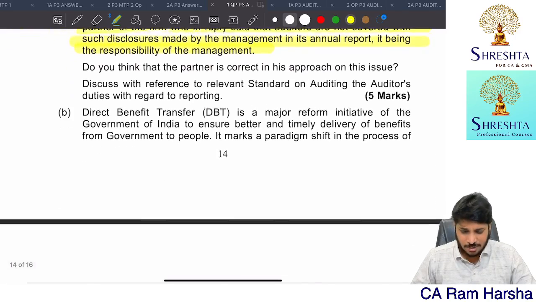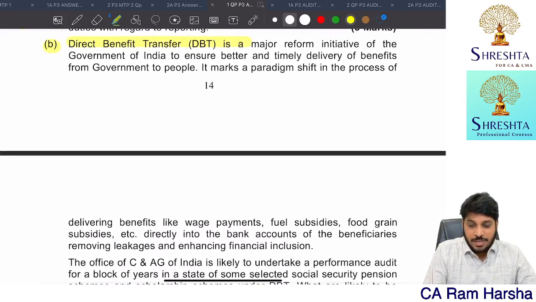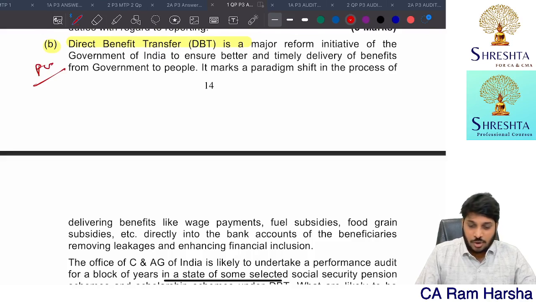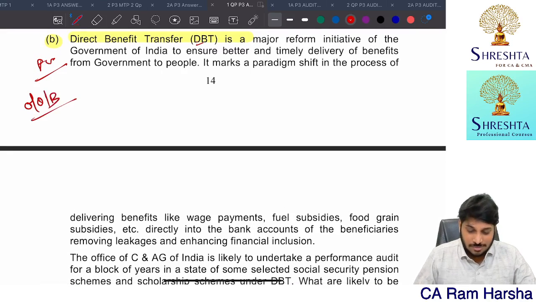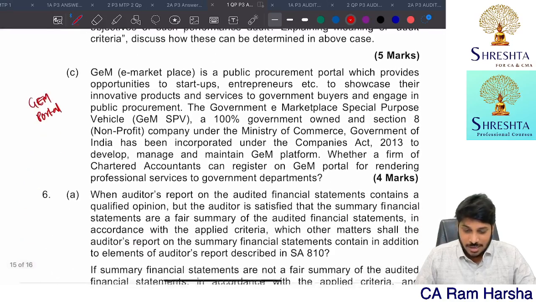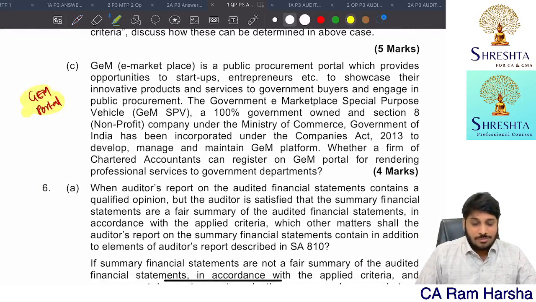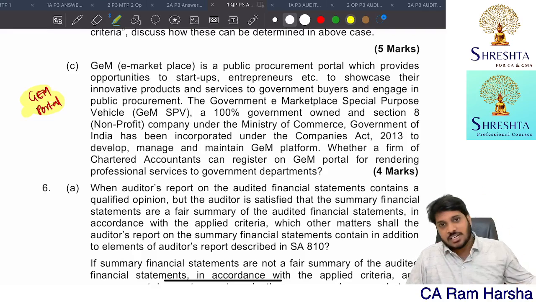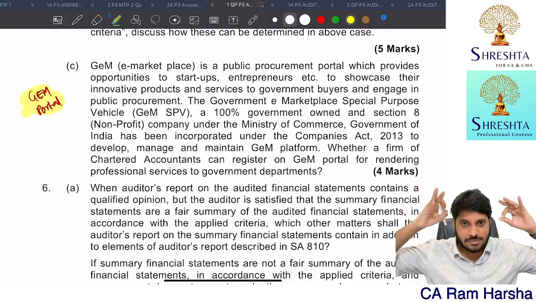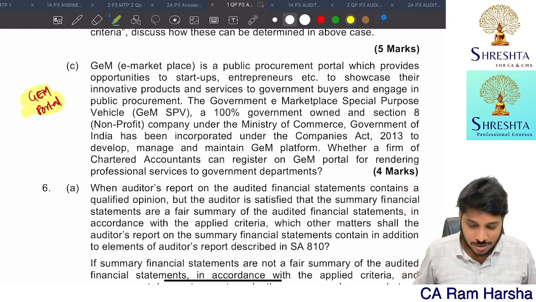So read the answer, B. This is PSU audit. Read this answer on your own. PSU audit, direct benefit transfer. Again, this is an out of the box question. I feel this is an out of the box question. C point, GEM portal. Only people who have knowledge of GEM portal can answer this. Otherwise, they can't answer, because there are no guidelines at all, no reference to this in our professional ethics chapter.